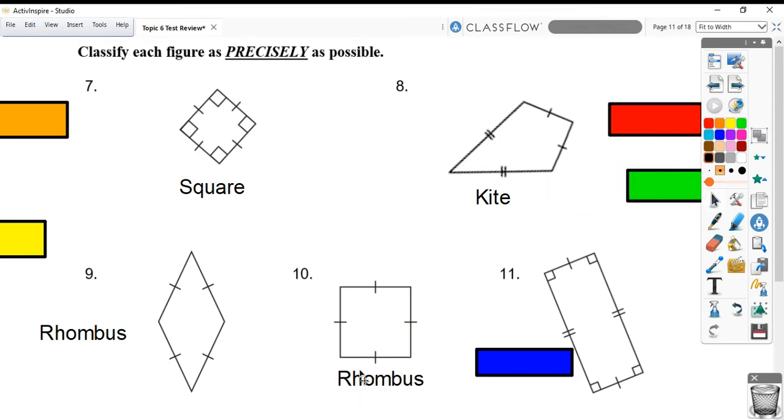Okay, we cannot definitely say that that's a square because the only thing we know is that we've got congruent sides. This last one right here, we've got opposite congruent sides. We've got 4 right angles. That's going to be a rectangle.